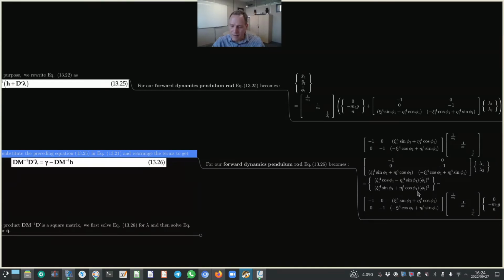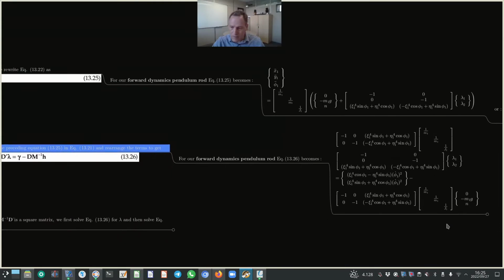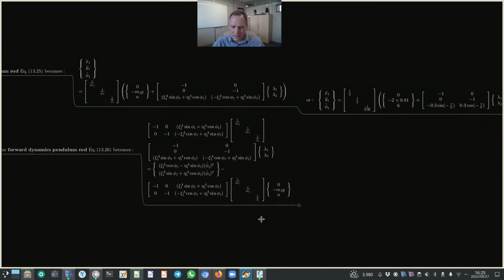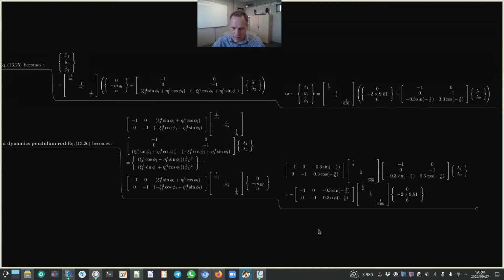And in our case, for this single pin joint or revolute joint, it's a 2 by 1 column vector, which looks like this: minus, once again, the Jacobian matrix, a 2 by 3, the inverse of the mass matrix multiplied by the external forces and moments acting on the mechanism. Alright, so let's see if we can simplify it a little bit.